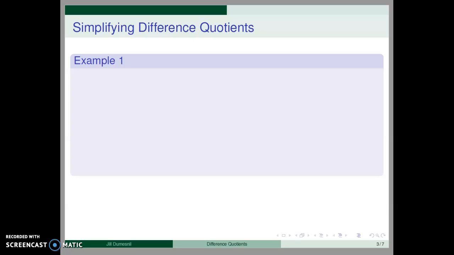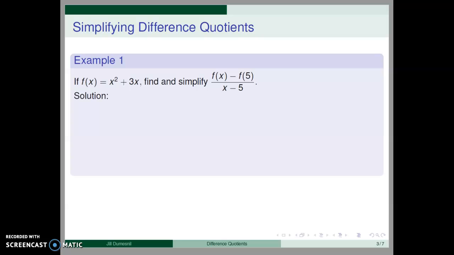For the given function f of x equal x squared plus 3x, we want to find and simplify the difference quotient f of x minus f of 5 over x minus 5. Note that we need to evaluate f of x and f of 5 and then simplify the fraction. 25 plus 15 is 40, so we can simplify the inside parentheses and then subtract. We would distribute the minus sign otherwise.